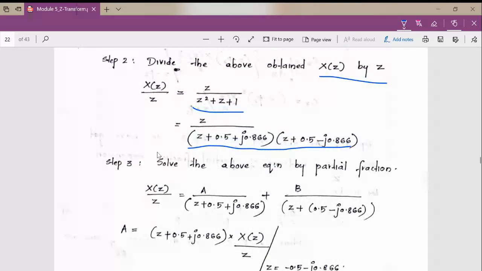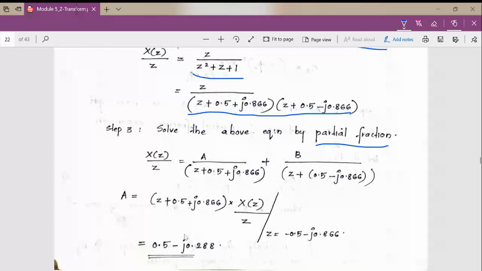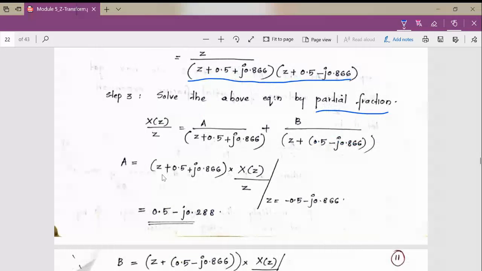Next we have to solve the equation by partial fractions. We split it as X of Z by Z equal to A by the first pole, Z plus 0.5 plus j 0.866, plus B divided by the second pole. This is how we split the equation, writing it as the addition of different poles. Now the next step is to find the values of A and B.